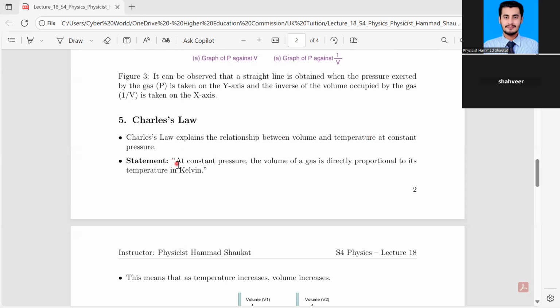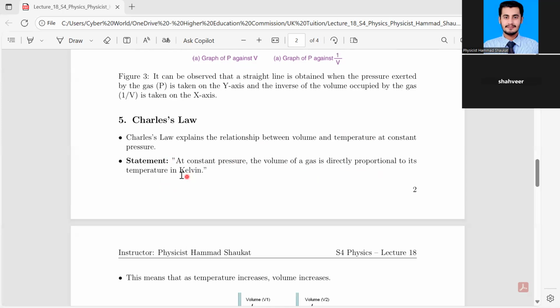The statement is: at constant pressure, the volume of a gas is directly proportional to the temperature. And you have to take temperature in kelvins, not in Celsius or Fahrenheit. Because you know that there are three units of temperature: Kelvin, Fahrenheit, and Celsius. But the SI unit of temperature is kelvins. So before calculating the problems, you must convert your temperature into kelvins.